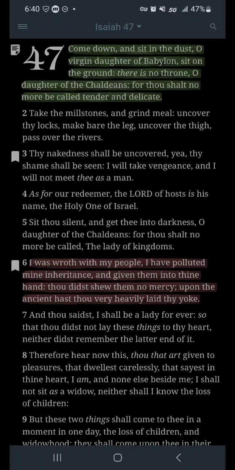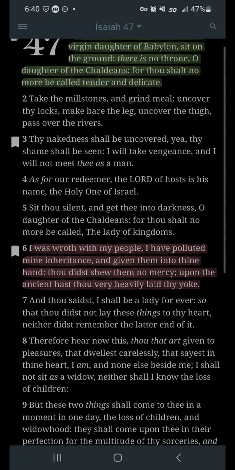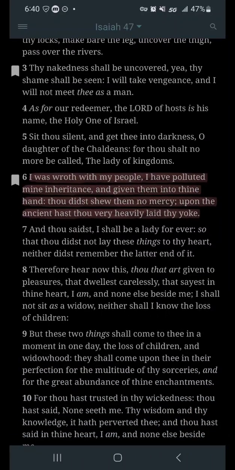All right, I'm jumping down to verse 5. Sit thou silent and get thee into darkness, O daughter of the Chaldees, for thou shalt no more be called the lady of kingdoms. Right, again, America is likened to ancient Rome, ancient Greece, ancient Egypt, the Assyrians, Chaldeans, man. All right.